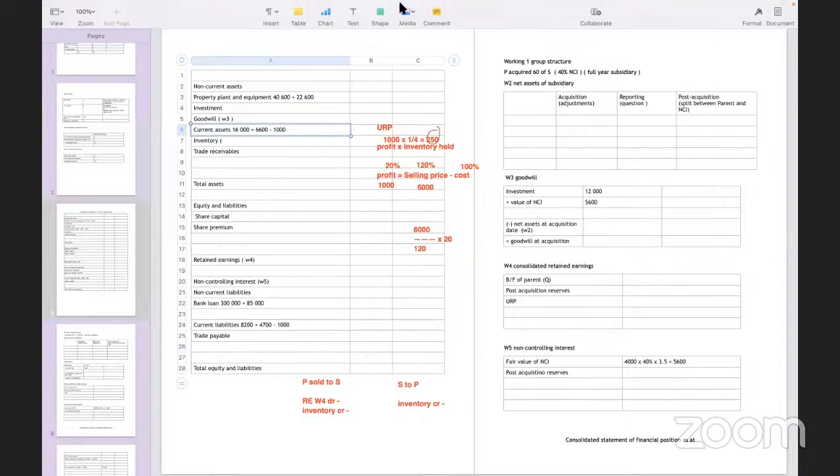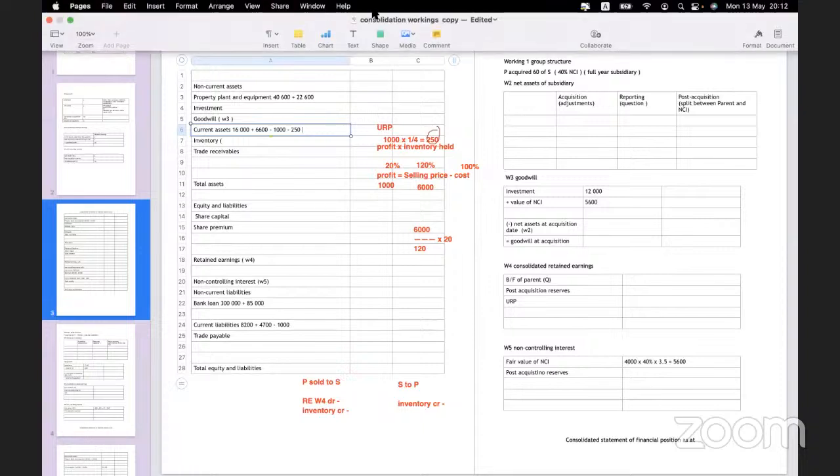Okay, coming back to what I was explaining. I said inventory becomes credit. Inventory is a current asset, so you go to current assets and subtract 250 from it. Done. Now, the next part.